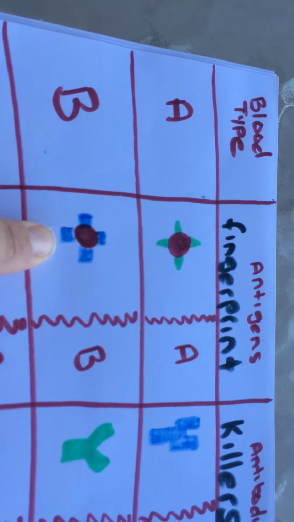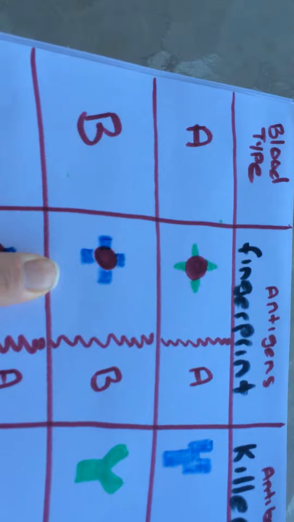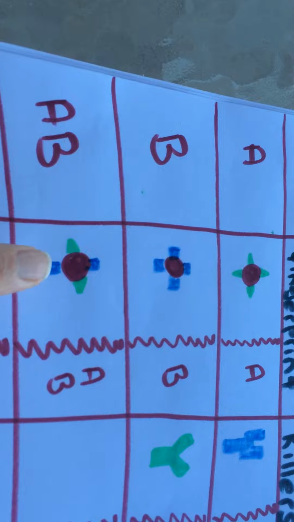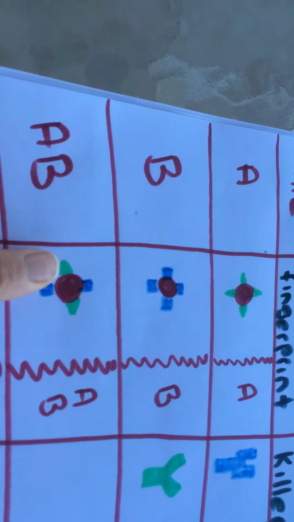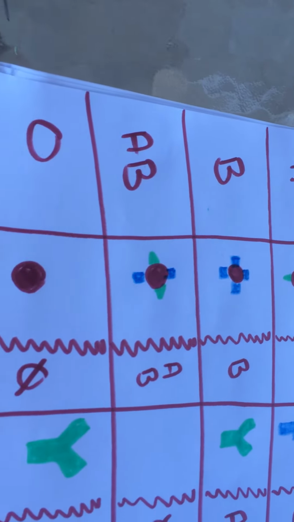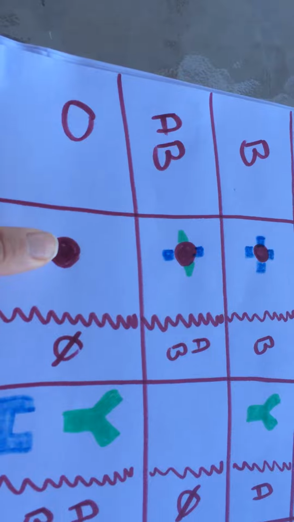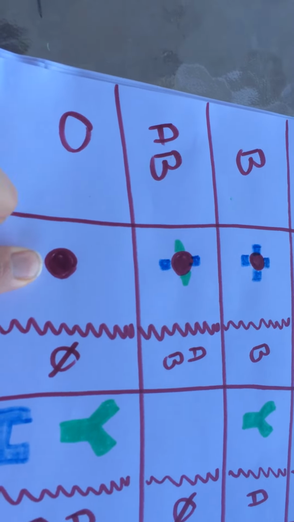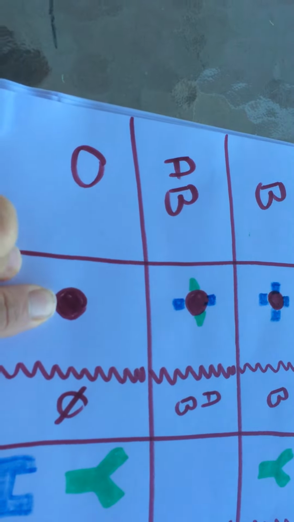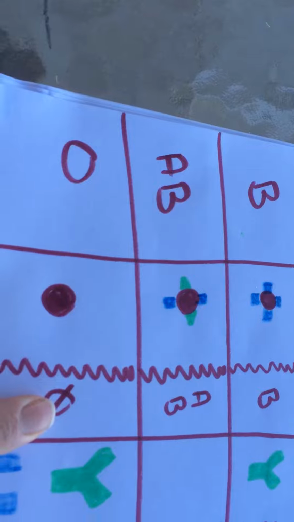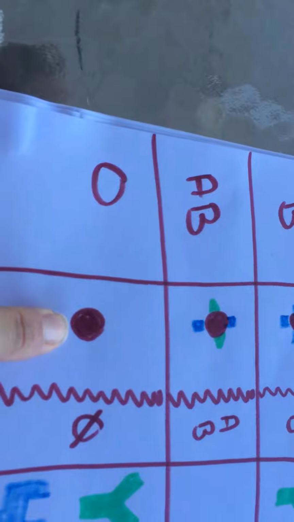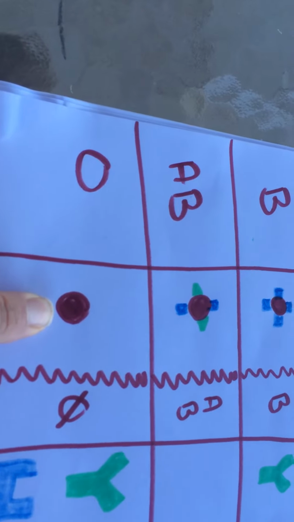Now, what do you think blood type AB would have? That's right. Blood type AB has both A and B antigens, green triangles and blue squares. Blood type O, as you can see, lacks any antigens. I still have a red blood cell, but you can see the surface of that red blood cell, the area around that red blood cell, does not have any antigens. There are no green triangles or blue squares on the surface of a type O blood cell.